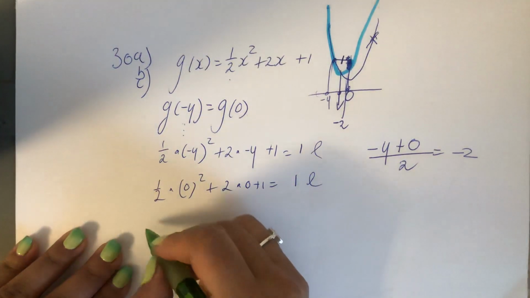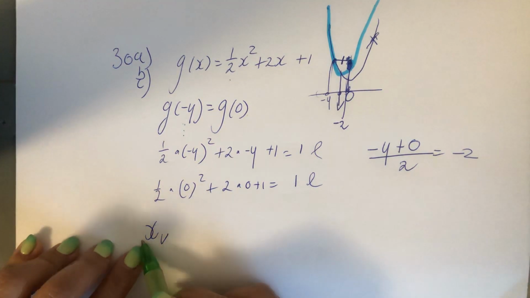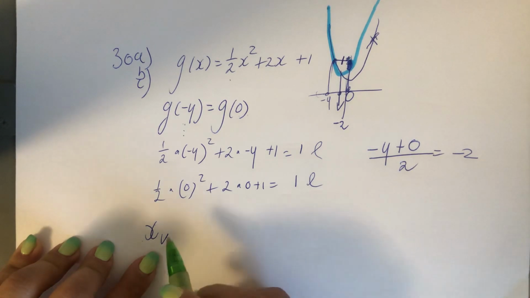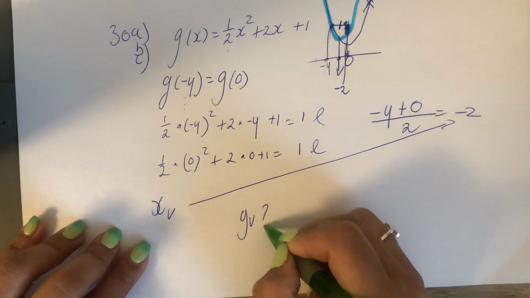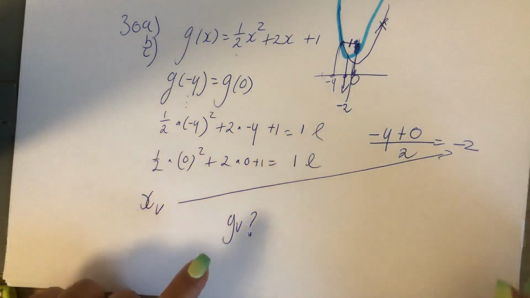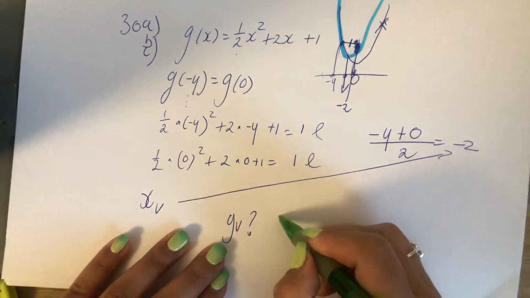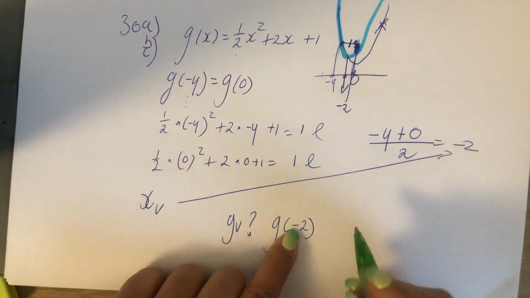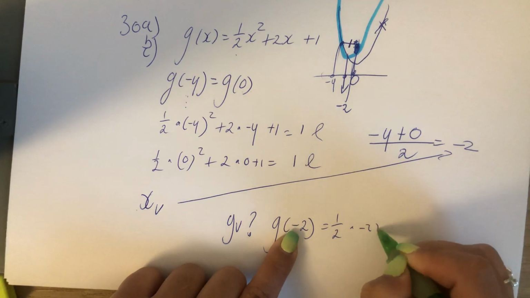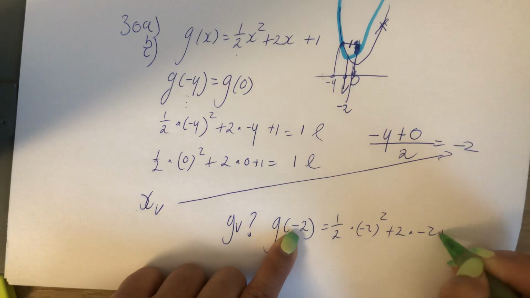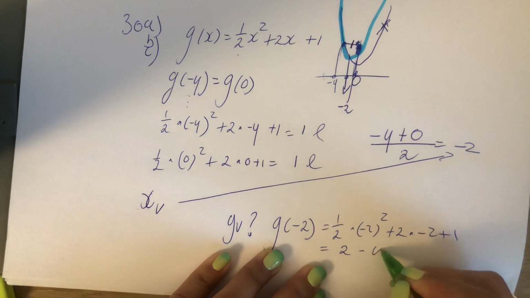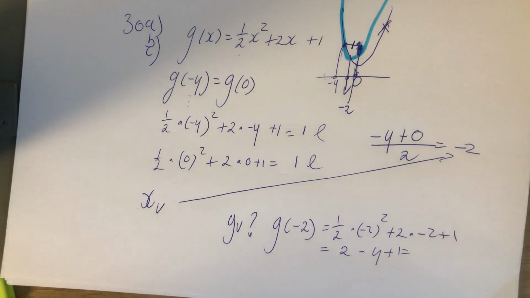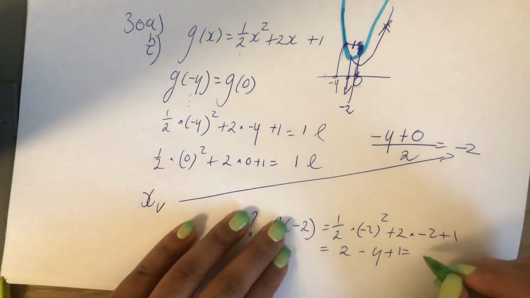So the x coordinate of the top of my parabola is -2. And how can you get the y coordinate? Think logically, how can you get a y coordinate if you have the x? You insert it in your formula. So once again, you do 1/2 times -2 squared plus 2 times -2 plus 1. We calculate, over here we get 2 minus 4 plus 1. We get 2 minus 4, minus 2, plus 1. I'm super slow with this. -1.